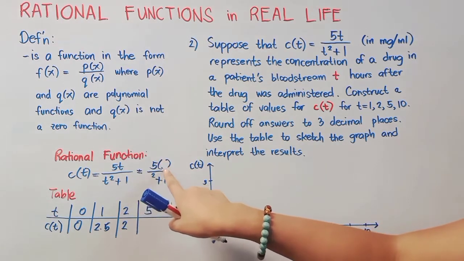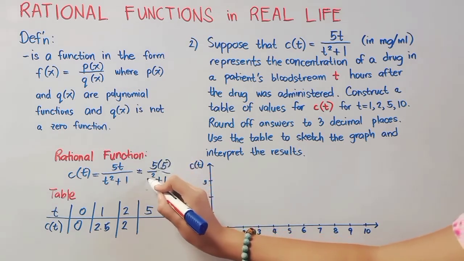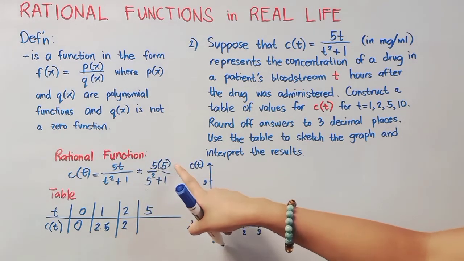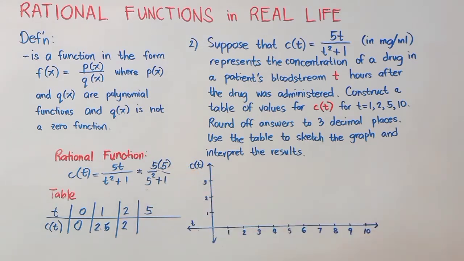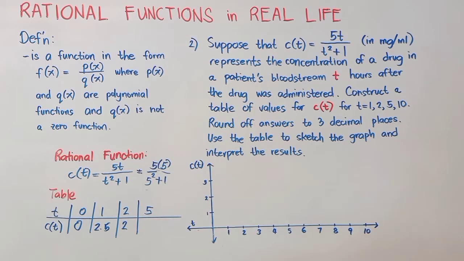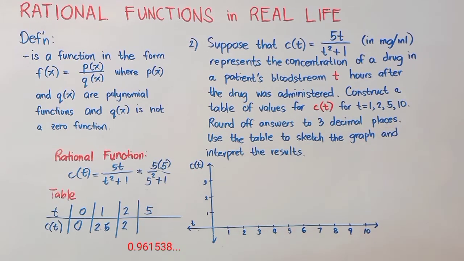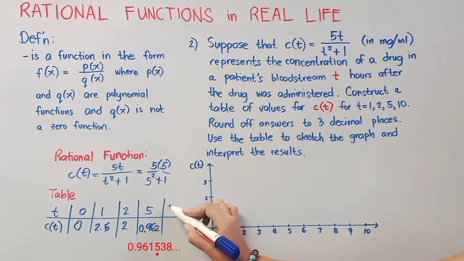Next, t equals 5. We'll be replacing all values of t here with 5. So our numerator is 5 times 5 is 25, all over 5 squared is 25 plus 1, so 26. 25 over 26 is this one. However, we are instructed to have only 3 decimal places, so we'll have to round off: 0.96, and then the last digit is 2, since the number to its right is 5.